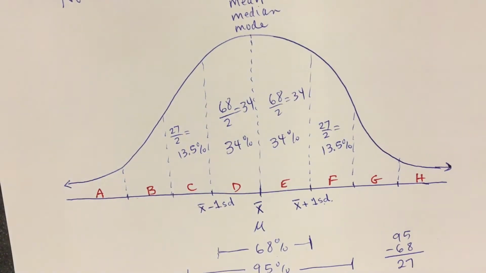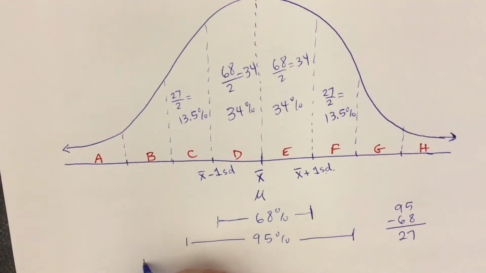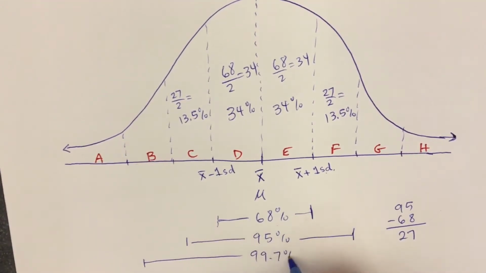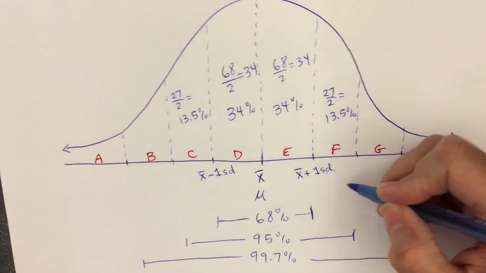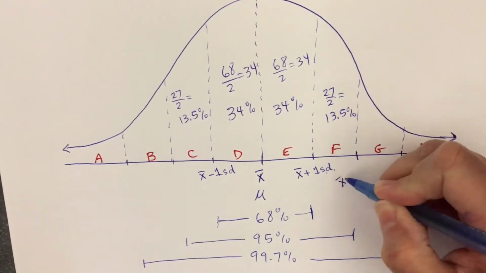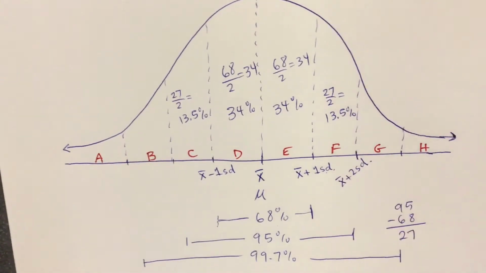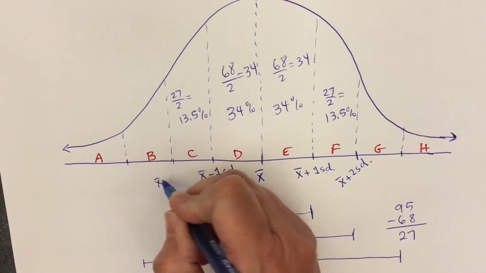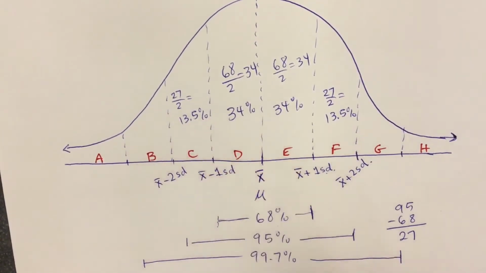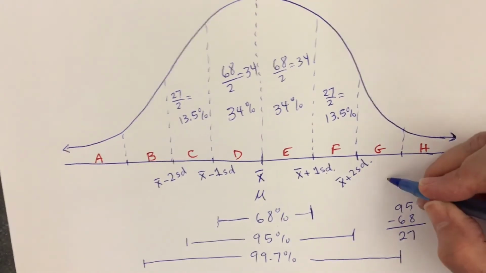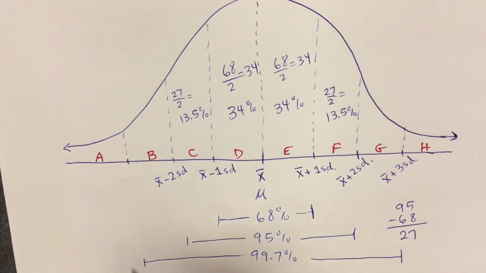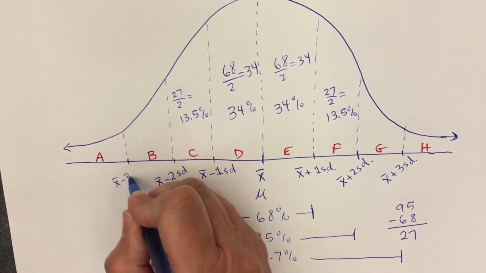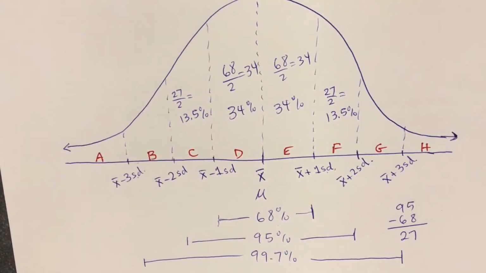Now we'll go to the next number in the rule, which is 99.7%. That's 3 standard deviations out. Let me back up here and say this score would be X bar plus 2 standard deviations. This one is X bar minus 2 standard deviations. So now that I'm at 3 though, that's X bar plus 3 standard deviations. And this side will be X bar minus 3 standard deviations.